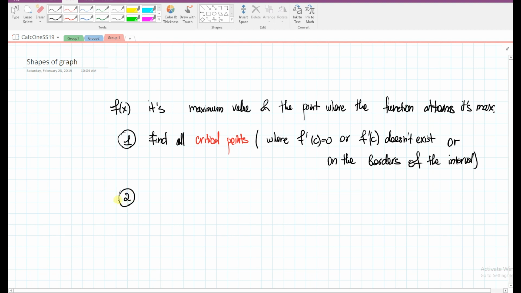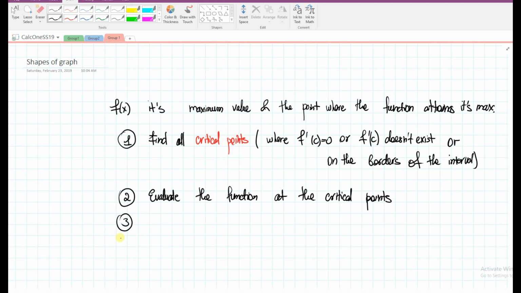So in the next step, we need to evaluate the function at every critical point. Evaluate the function at the critical points. Then in the third step, we need to compare the values, right? The largest will be maximum, the smallest will be minimum. The largest is maximum. The smallest is minimum.